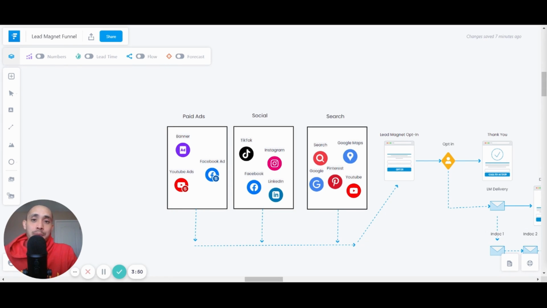Like I said before, people don't make that purchase a lot of times on the first attempt, the first time they've seen your product or your service. So you definitely want to make sure you're capturing the lead if you're running paid ads.